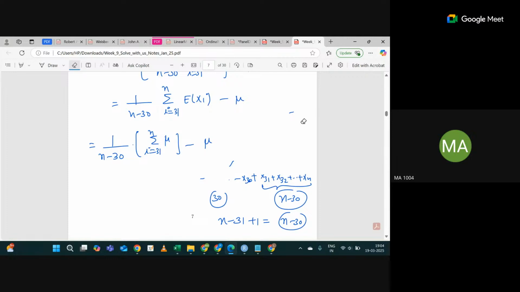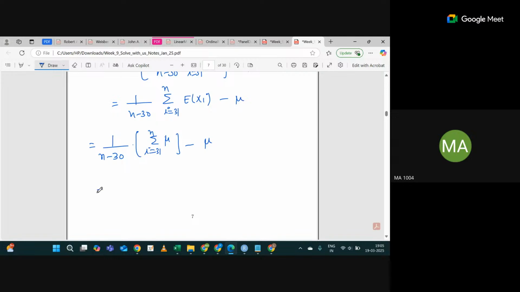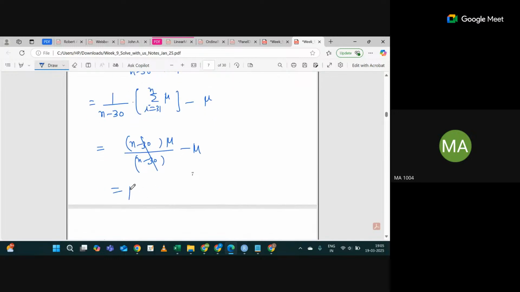So the next thing, if this is n minus 30, we will get n minus 30 times mu, right? So it will be n minus 30 times mu divided by n minus 30, minus mu. So this will get cancelled out. So we got mu minus mu, which is 0. So the bias is 0 for this.